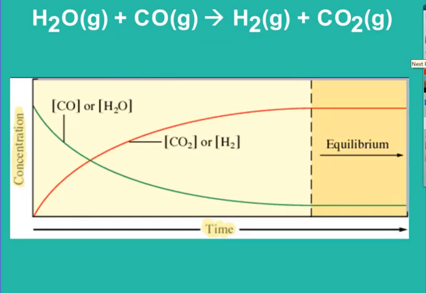We can see this in graph form. The green line represents our reactants. Notice that they're decreasing over time. My products are increasing over time. I reach equilibrium when they are no longer changing. So from the purple line over, we're at equilibrium.